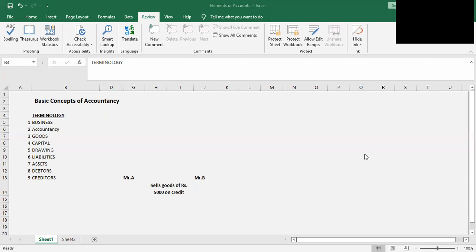Assets. Assets are simply properties or rights of any person. For example, furniture, plant and machinery are called assets. They can further be classified into fixed assets or current assets. So fixed assets, as I said, plant and machinery, furniture, will be termed as fixed assets, whereas current assets are cash in bank, bills receivable, debtors, they will be termed as current assets.